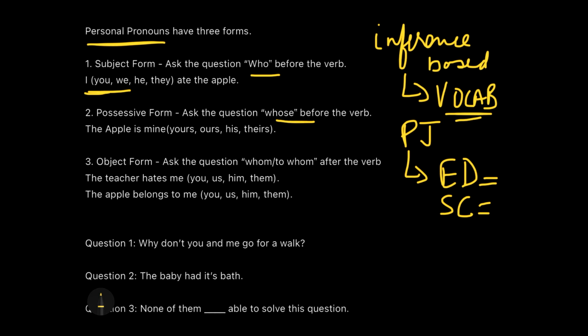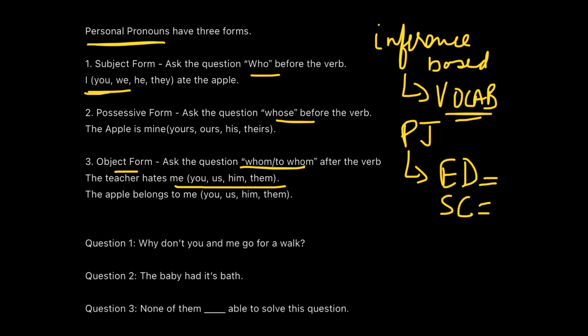Like the apple is mine. Whose is the apple? Mine. Yours. Theirs. His. Hers. Like that. Similarly, the third type of personal pronoun is the object form, where we ask the question of to whom or whom before the verb. Like the teacher hates me. The teacher hates whom? So the object of this is me, you, us, him, them. Similarly, the apple belongs to dash. The apple belongs to me, you, us, him, them. To whom is the question which we ask. So from here we understand that the personal pronouns can be of three different forms.